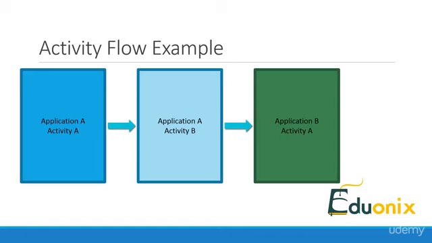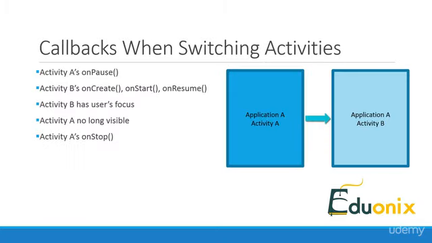In a later lesson, we'll cover more in depth the activity backstack and tasks in Android. Now let's take a closer look at what happens when we switch between two activities. When the user clicks the More Info button and we move from Activity A to activity B of application A, we followed a specific flow that can be tracked via the activity's life cycles.